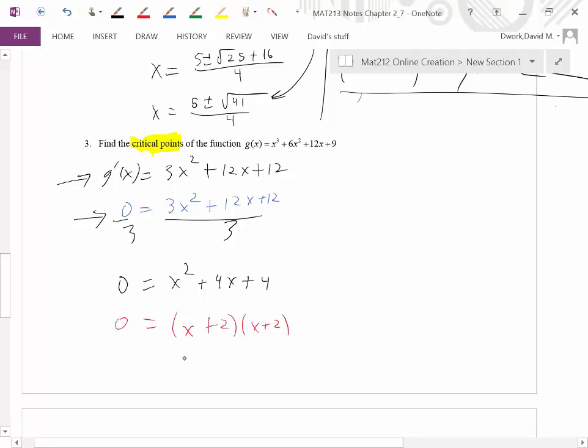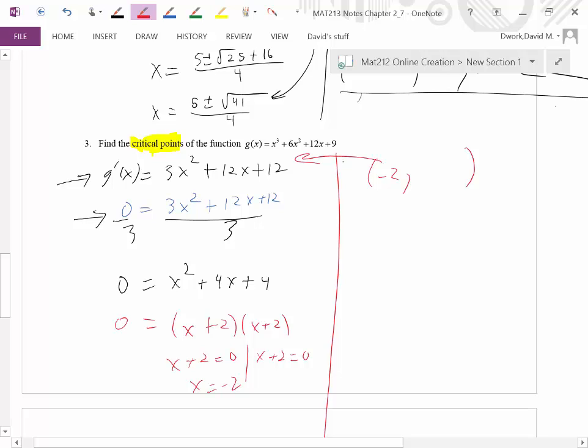Because remember, if you don't remember, we take each of our factors using the zero product property. And we say 0 times anything makes 0. So I just look at these individually, solve the problems. Well, since they're the same problem, I'm going to get x equals negative 2. So now, therefore, I need to test it at negative 2. Where do I plug that into? I substitute this back into the derivative.